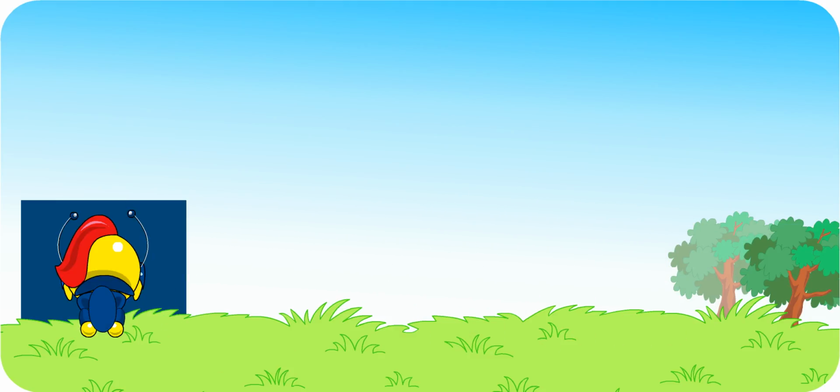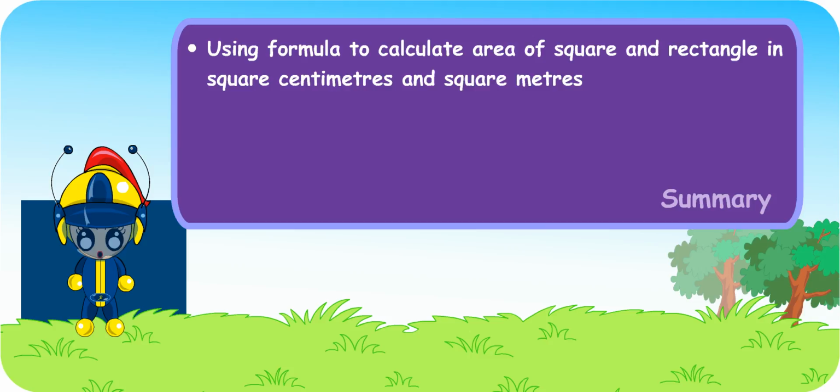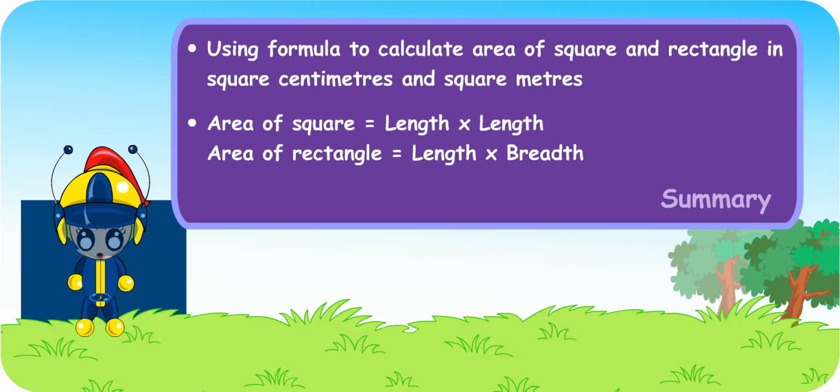Alright, let's summarize what you've just learned. I learned to use the formula to calculate the area of a square and a rectangle in terms of square centimeters and square meters. To find the area of a square, I will multiply the length of the square by itself, while for a rectangle, I will multiply the length by the breadth of the rectangle. I have also understood the use of abbreviations, square centimeters and square meters.